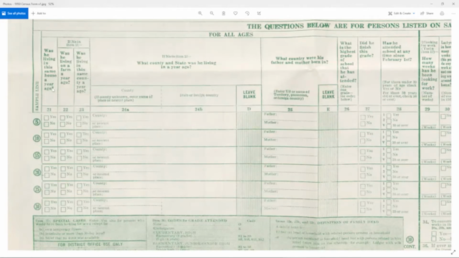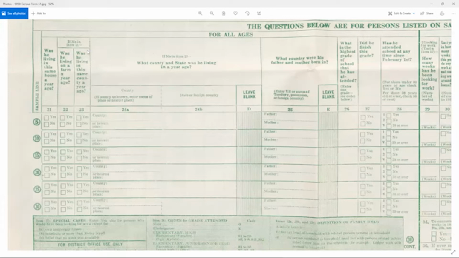So we have: was he living in the same house a year ago, living on a farm a year ago, living in the same county a year ago. In 1940, you'll remember that we had a question for everyone that asked basically if they lived in the same house or same place in 1935. Okay, this one's just a year ago. So April 1949, basically, is what they're asking. And they're just simple yes, no check boxes.